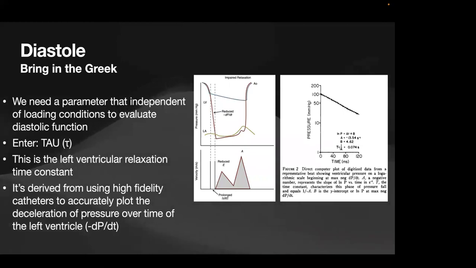But what they looked at, and what they really smartly figured out, is not only can we look at the change of pressure, but we can mark a time constant that is related to the largest, or the biggest negative, slope of your left ventricular pressure curve.